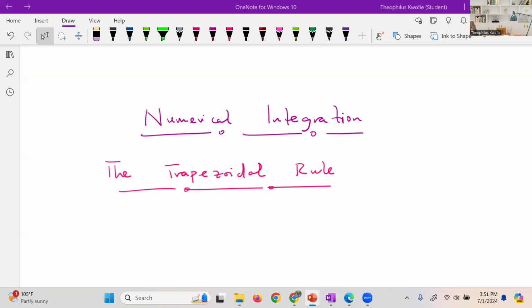In this episode, I'm so excited to take you through the journey of numerical integration. We are very interested in the trapezoidal rule. In the previous episode, we were looking at the Riemann sums, the midpoint rule, and all of that. But in this episode, we are going to focus more on the trapezoidal rule and what it is about. So stay with me as we explore that together.